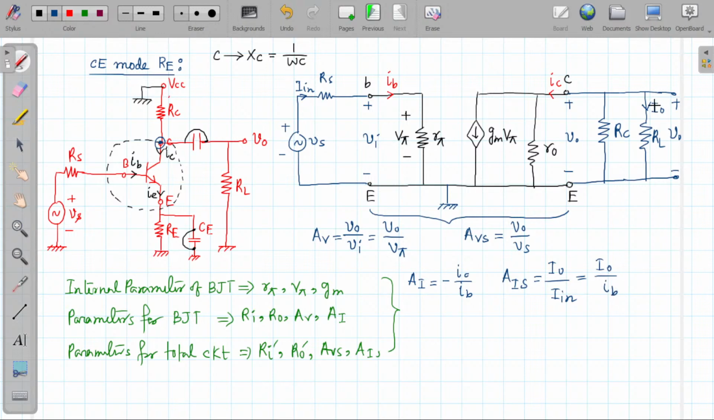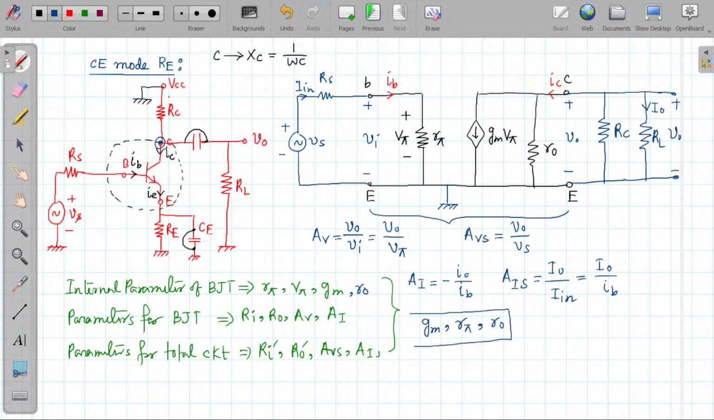And what is I0 here? I can find the I0 from the IC. Later on we will find that. So this is the thing that you have to think about. The value of the R pi, GM, V pi, and there is another parameter also, that is R0. So the GM value, the R pi value and the R0 value.